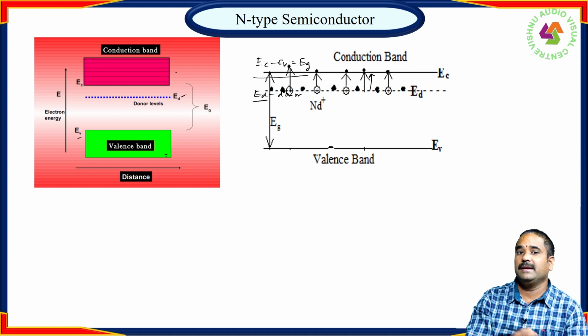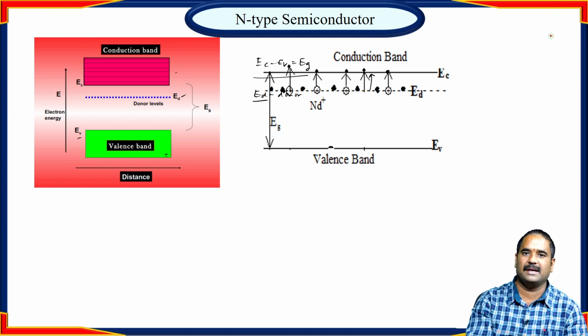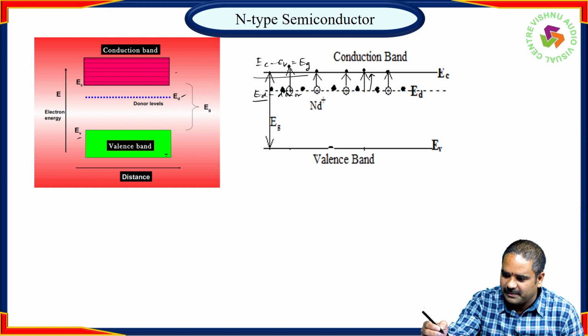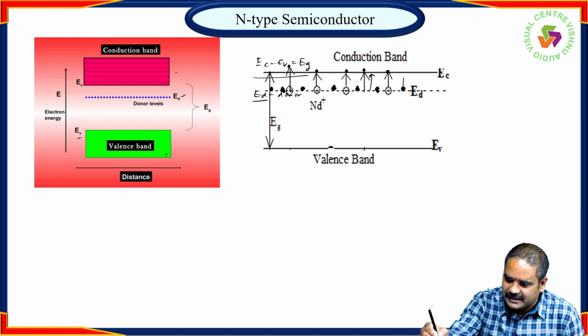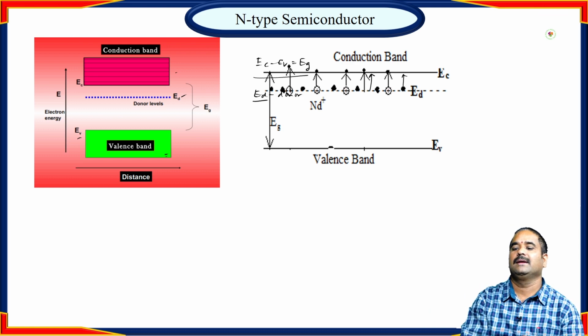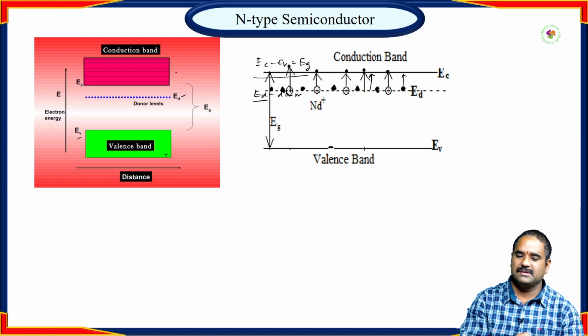In an intrinsic semiconductor at low temperature, to excite an electron from the valence band to the conduction band, the energy provided must be equal to the energy gap of the material. But in an n-type semiconductor, even at low temperatures, electrons get excited from the donor energy level to the conduction band. So conduction is possible even at low temperatures in an n-type semiconductor. N-type semiconductors are also known as electron donors.